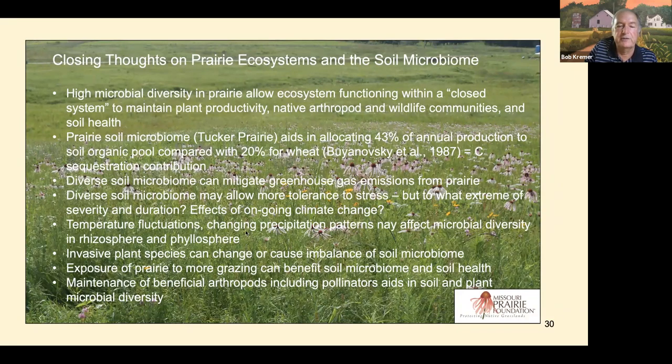I didn't get to talk too much about the phyllosphere. That is the microbiome on the leaves of these plants that is very important for plant growth. But again, with climate warming or climate change, if it continues, these fluctuations, and especially the changing precipitation patterns, especially what we've seen this year, this has to have an effect on the soil microbiome, and they're going to have to adapt to those conditions if it continues.